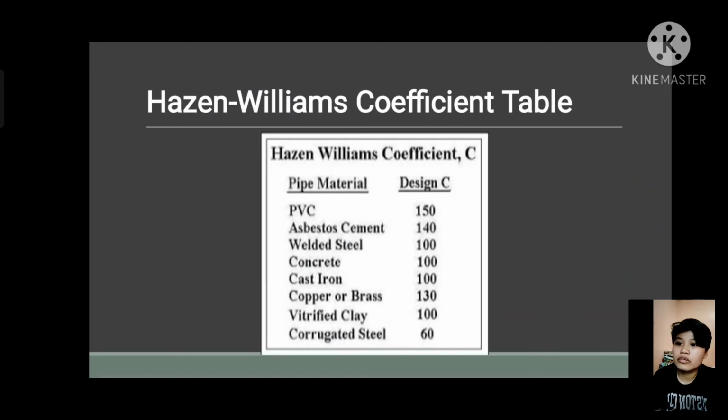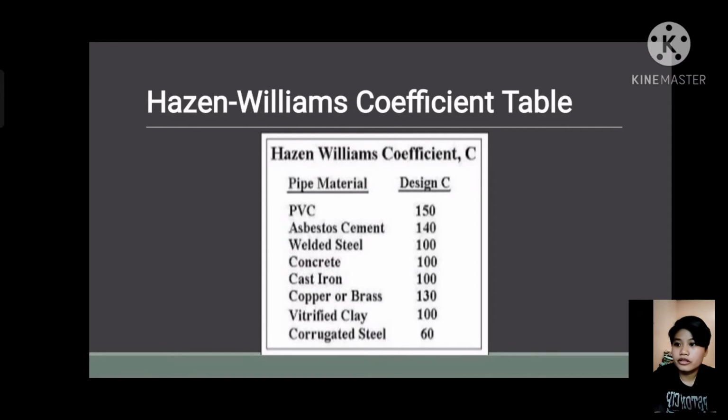So, there is also a table for that. These three formulas, the Manning's formula, the Darcy-Weisbach formula, and the Hazen-Williams formula are used to compute friction inside the pipe, head loss due to friction inside the pipe.